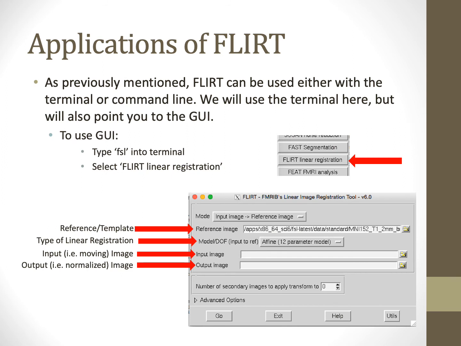As previously mentioned, FLIRT can be used either with the terminal or command line, but it can also be used with a graphical user interface. To use the GUI, you could type FSL into the terminal, and you'll notice from the window that pops open, there is a FLIRT linear registration button. If you were to select that button, a new window should pop open and will allow you to select the various inputs, outputs, and reference image for running the FLIRT command, as seen here.